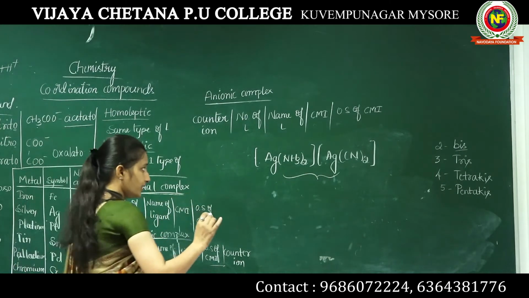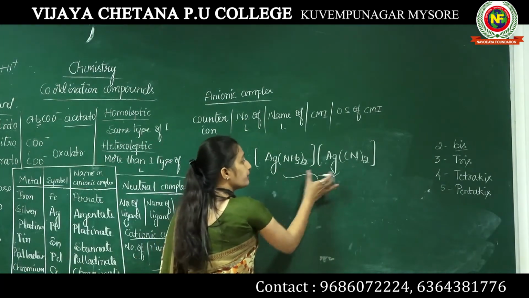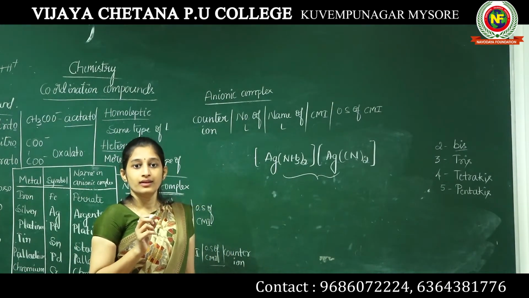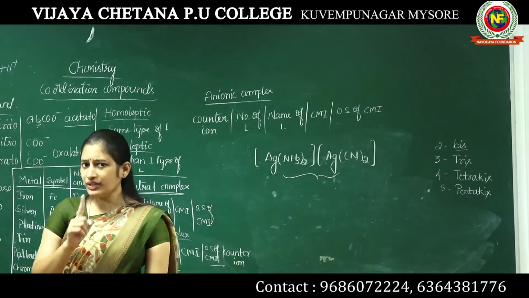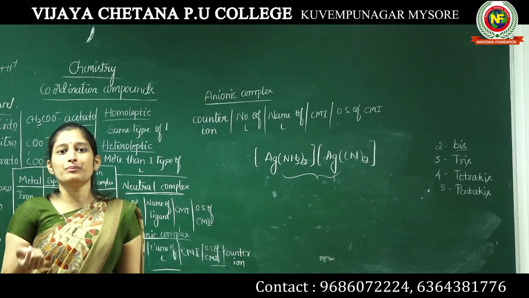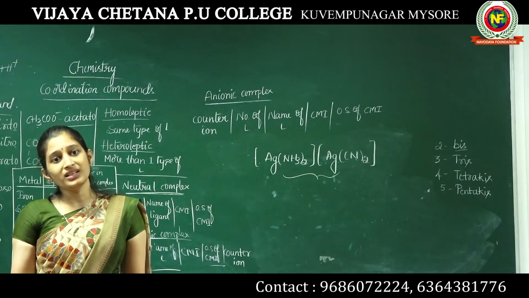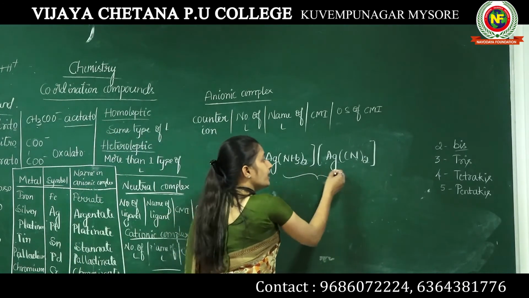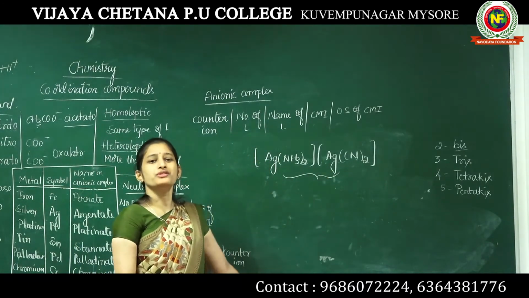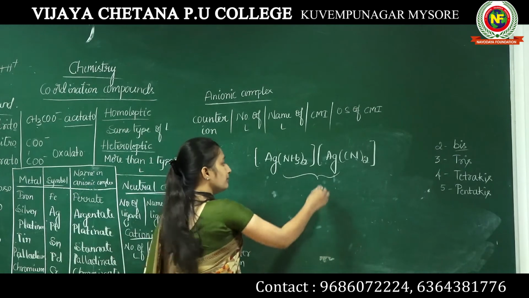Just try to analyze this. Here, two types of complex are there. In the normal previous case, there was only one complex ion, which may be positive or negative, and the other one was a simple ion. But here, both are complex. How to split this? Very simple.